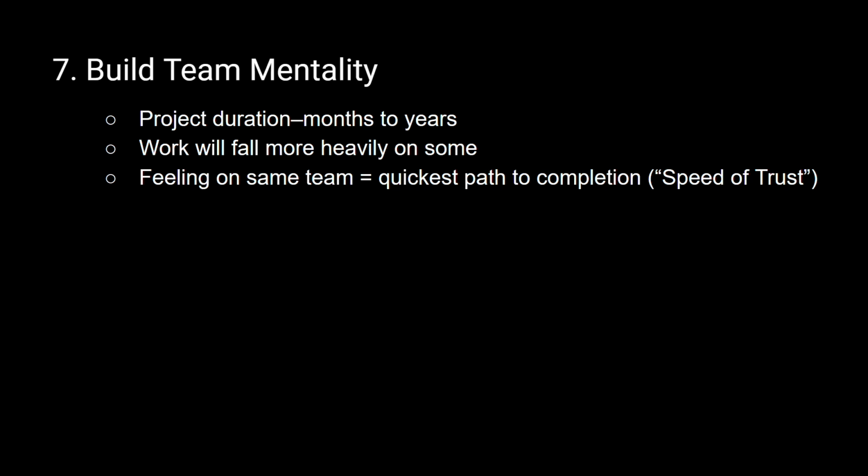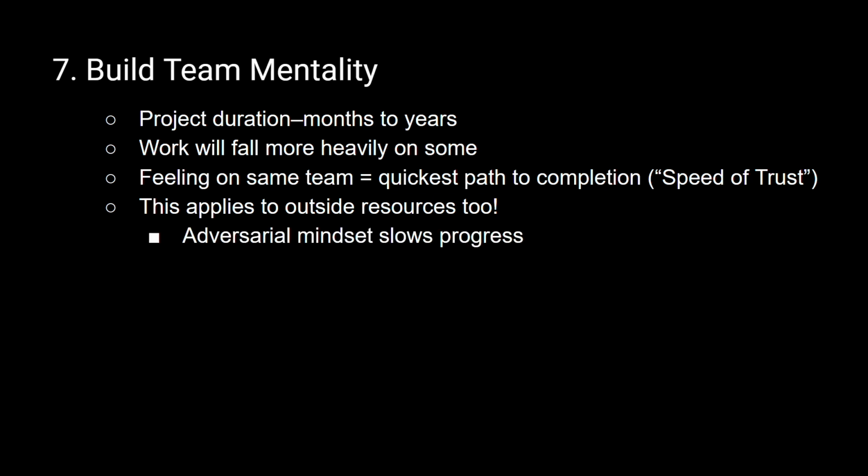The importance of feeling on the same team is this. There's a book called The Speed of Trust, and it talks about when there's trust, when there's that camaraderie, when there's that spirit of team, that is the quickest path to completion. Now, this applies not only to the team in your organization, but this applies to outside resources too. Having an adversarial mindset will slow your progress. Anytime where you feel like you're in opposition with anyone else working on this project, whether it's internal, whether it's external, that is going to slow your overall progress. And when you slow down your overall progress, that's going to cost your company money.